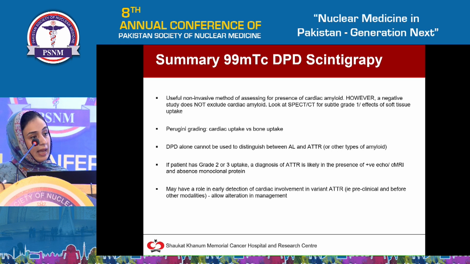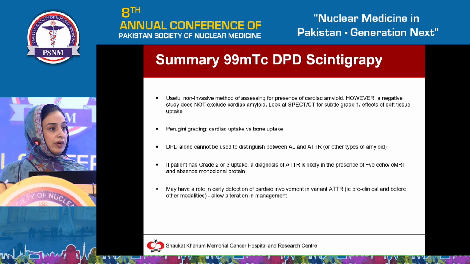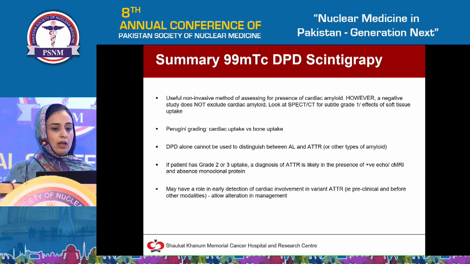But if a patient has grade 2 or 3 uptake, a diagnosis of ATTR is likely in the presence of a positive echo, MRI, and absence of monoclonal proteins. This may have a role in early detection of cardiac involvement in variant ATTR that is preclinical, that is in screening, which may allow alteration in the management early.